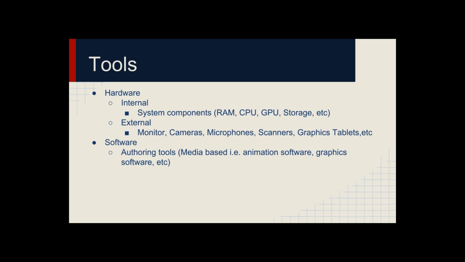Then we have the external devices, such as your monitor. There's differences between your monitors. They'll actually affect how a multimedia product will be displayed. Cameras, microphones, scanners, graphics tablets, all of those things are our external hardware devices. When we look at software, we're looking at authoring tools, and they're always media-based in this sense. Animation software, graphics software, etc. We've looked at two of those so far. Software can also be drivers and plugins, but I might come up with that a bit later, so people aren't too worried about that. Or presentation software.